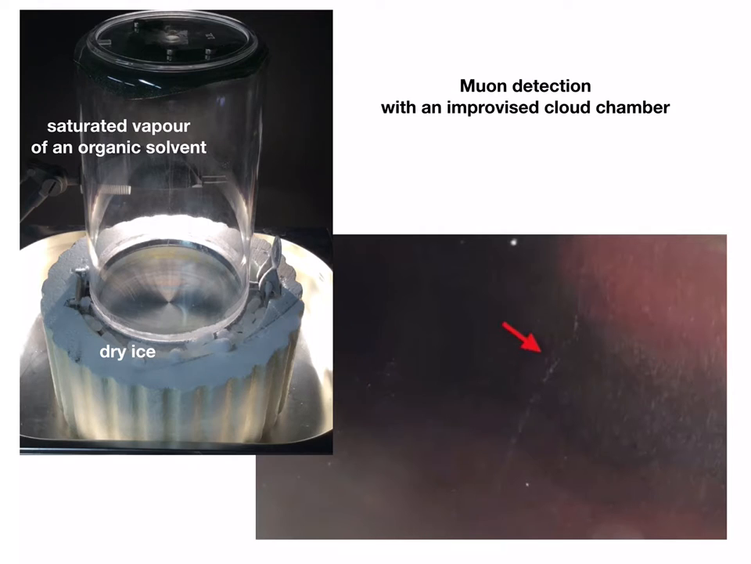Condensation of the saturated solvent vapor is triggered by the passage of an ionizing particle such as a muon. The photo on the right shows a track that has been observed with this device and may be interpreted as that of a muon. Compared to tracks that may be associated with background radiation, this track is straight and particularly long, which is characteristic for a muon passing through the device.